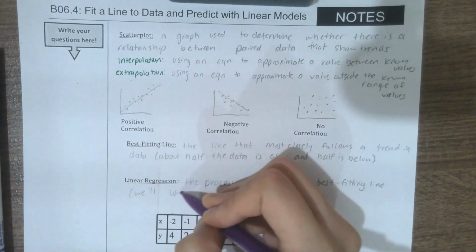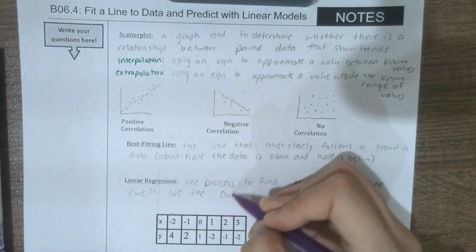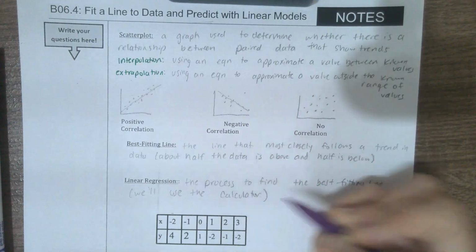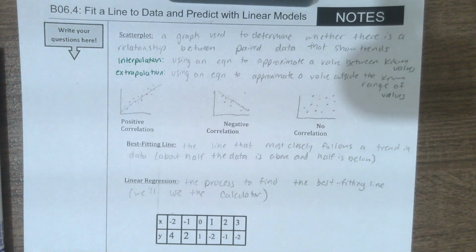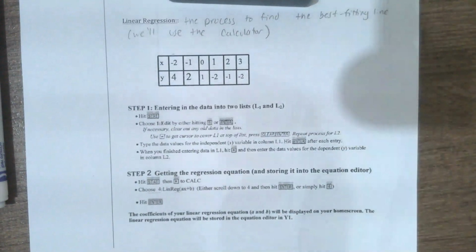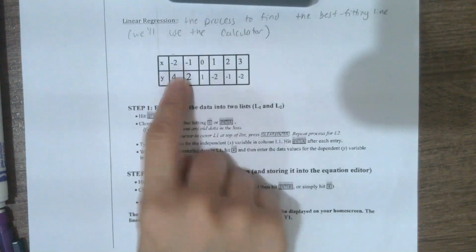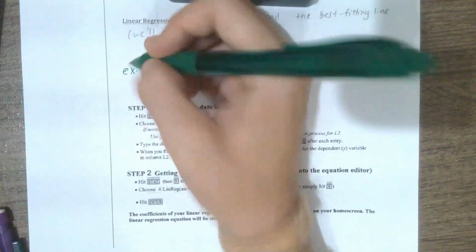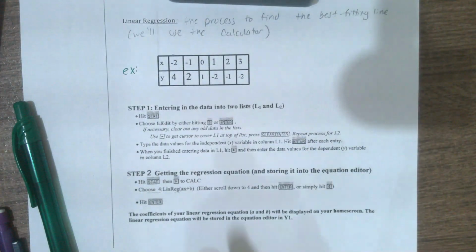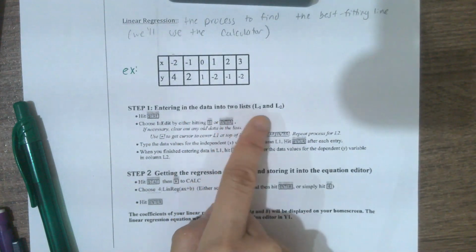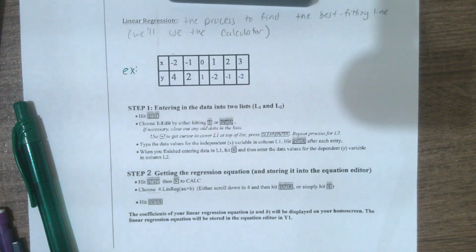We'll use the calculator. Okay. So these are the instructions. They're a little hard to read, but if you read through them all, you will be able to find this. So this is our example, right? We want to find the best fitting line. The first thing that we have to do is enter the data into two lists, L1 and L2. So we're going to hit stat.